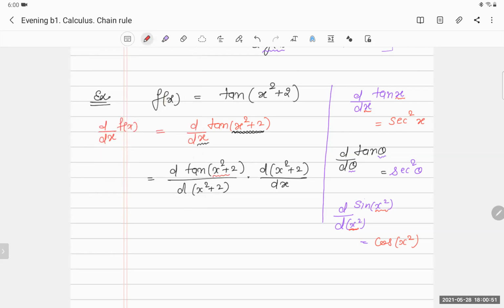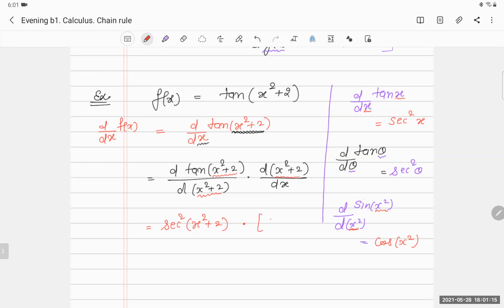Here I am getting x square plus 2, and here is also x square plus 2. So the sec square x will become sec square, and x square plus 2 stays as it is, multiplication. Now I have to differentiate the function which was inside.